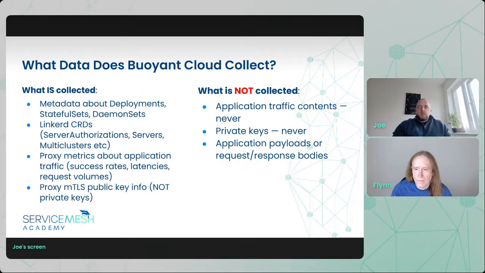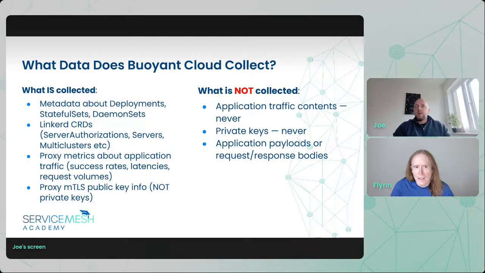So this is a big one as well. Wouldn't you say, Flynn? What data does Buoyant Cloud collect? What is not collected? This is something that you touched on at the beginning. So, what is collected? This is metadata. Metadata about deployments, stateful sets, daemon sets, the CRDs, Linkerd CRDs. Obviously, proxy metrics about application traffic, those golden metrics, success rates, latencies, and so on. And some mTLS data, not the private keys, public keys only.